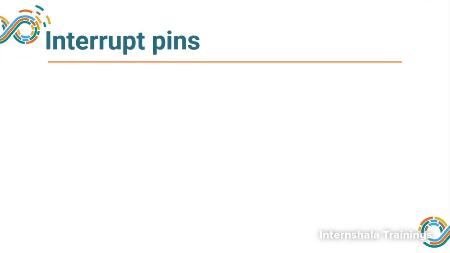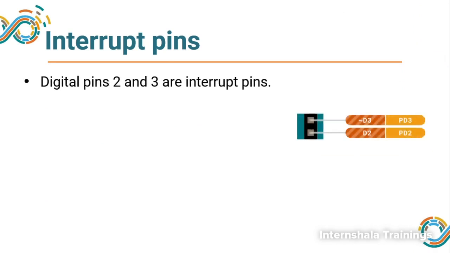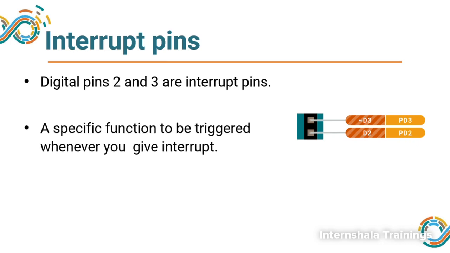Next category that we have is interrupt pins. These are two pins on the digital side, pin number 2 and 3, D2 and D3. These two pins can be used as interrupt pins. A specific function which needs to trigger the ongoing operation can be connected on these pins. These signals will always have the higher priority. That means any operation which is going on, if the interrupt is detected, that particular operation will be stopped and the function related to the interrupt signal will be taken care of.